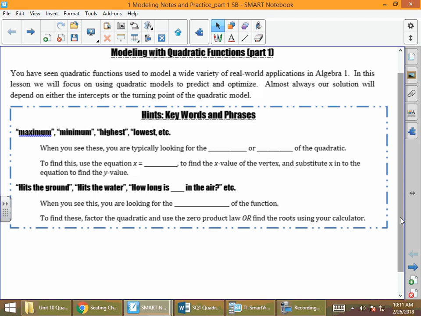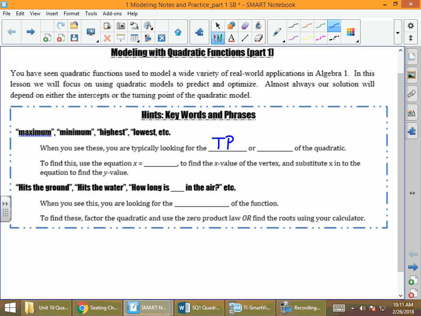In this first part, if it says maximum, if it says minimum, if it says highest, if it says lowest, we're looking for the turning point, which I abbreviated TP for turning point, or the vertex of the quadratic.